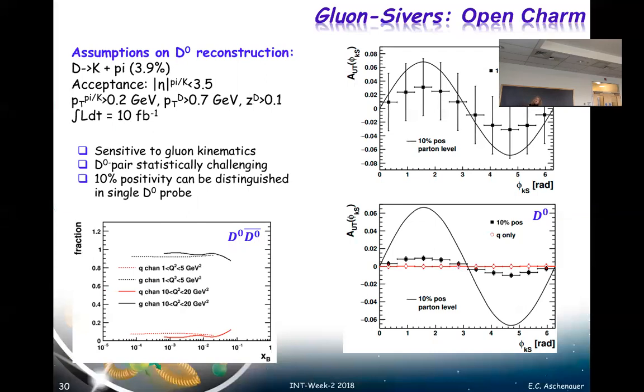We also looked into a D0 alone, and what you see is that for 10% positivity, that's what you would measure, maybe. But you get a huge smearing from your original quark to the D0, because of course the D0 doesn't give you the full kinematic information.